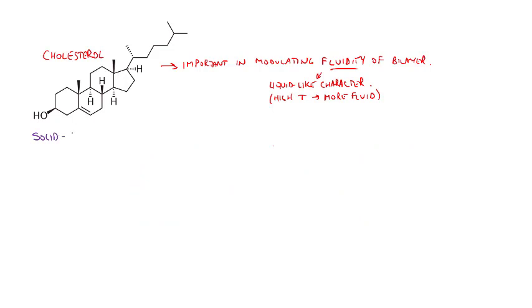Let's take a look at a solid-like, or gel phase, lipid bilayer. So we said last time that in the gel-like state of a lipid bilayer, and I had a diagram showing this, you'll recall that our fatty acid chains are mostly going to be extended, and they're going to be very closely packed together. So our bilayer is going to look like this.